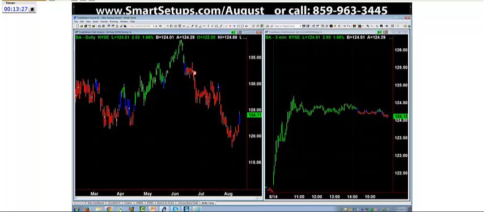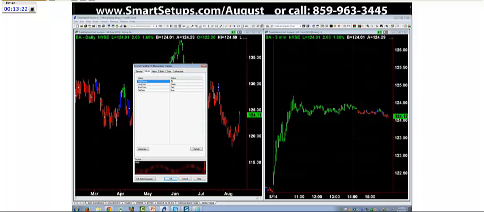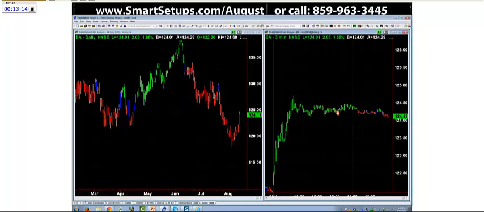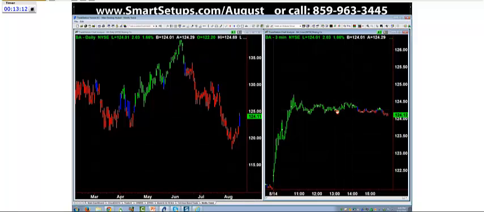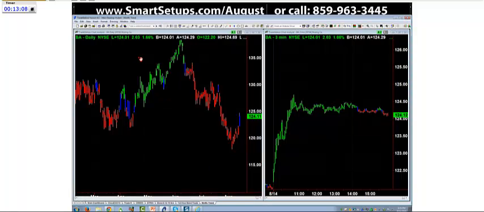So I've got these set according to Thomas's directions. This is a daily chart, and I've got the EMO set to 25. And then over here on a 3-minute chart, the EMO is set to 50. Now the default is 9.